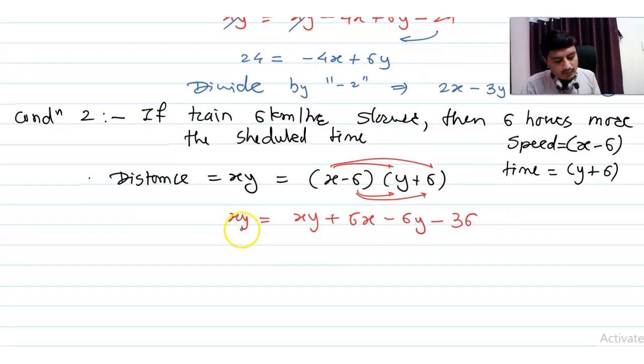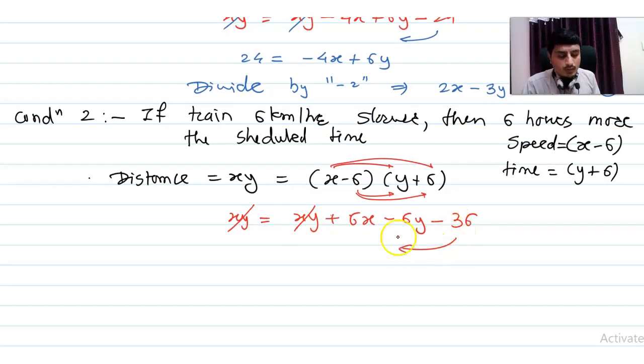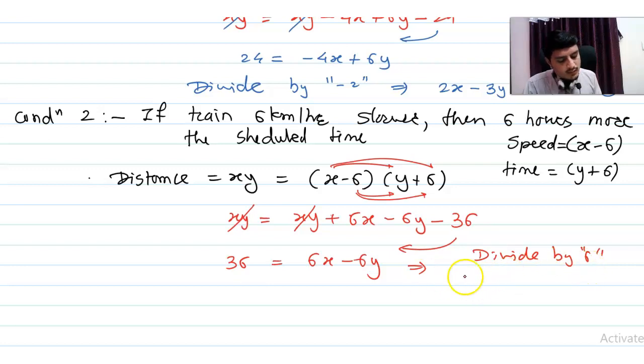Now xy from opposite sides, having the same sign, gets cancelled. Once we shift the 36 from RHS to LHS, minus 36 becomes positive 36, that is equal to 6x minus 6y. Now look at the coefficients of variables x, y and the constant, all are divisible by 6. So try to divide the equation throughout by 6. After interchanging the LHS and RHS, we get x minus y equals 6, since 36 divided by 6 is 6.